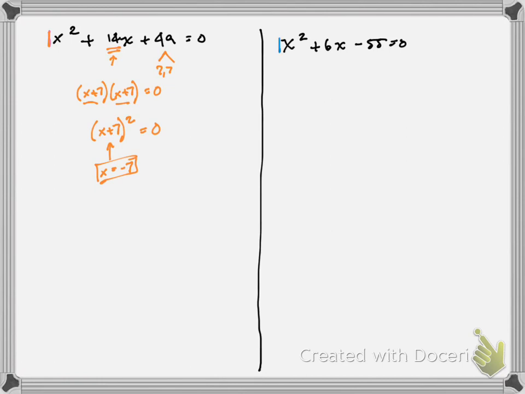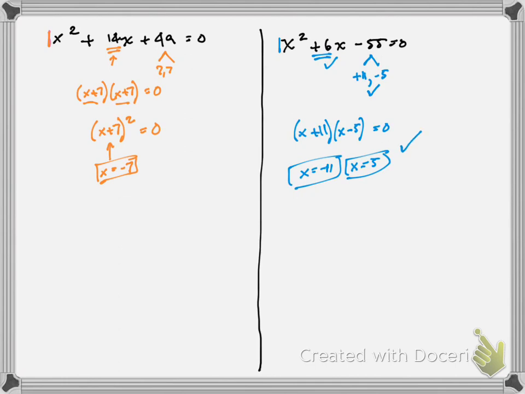Lead coefficient of 1. I need a product of negative 55 and a sum of positive 6. I'm going to suggest that you pause it and try it on your own. Okay. I hope that you found positive 11 and negative 5. 11 minus 5 gives me 6, and 11 times negative 5 gives me negative 55. In its factored form, the quantity x plus 11 times the quantity x minus 5 is equal to 0. My solutions are x equals negative 11 and x equals 5. Again, we call those the solutions.